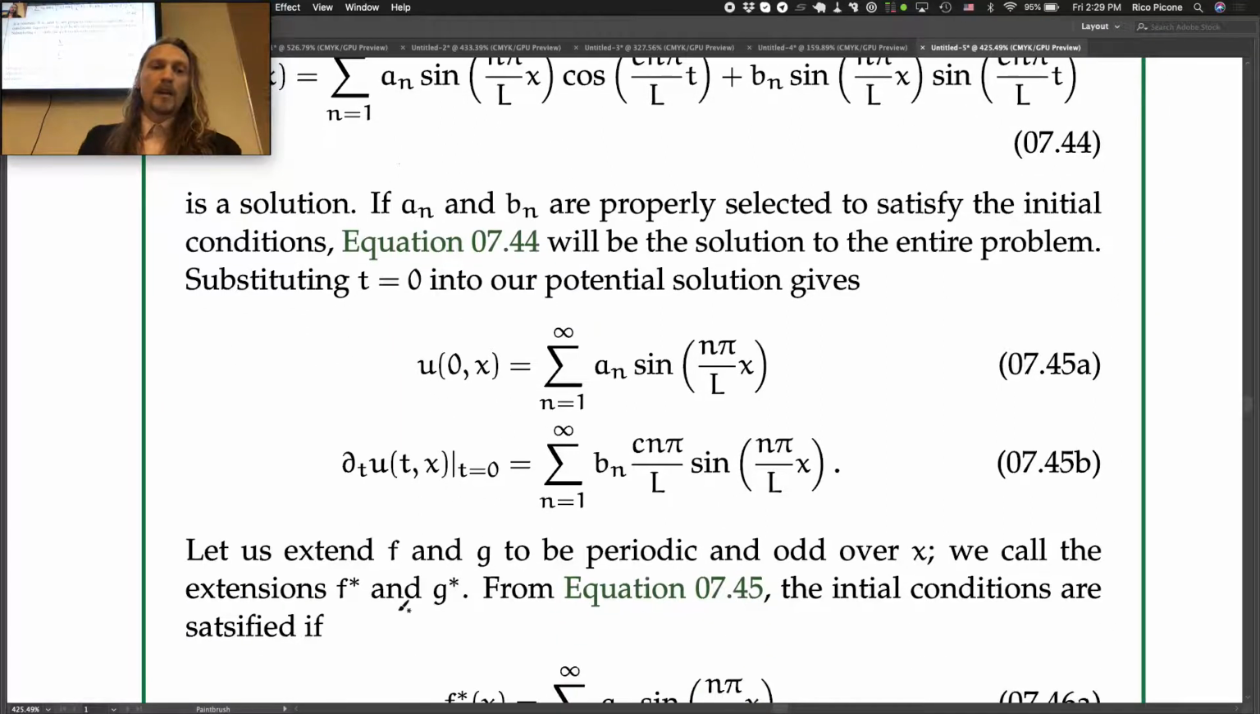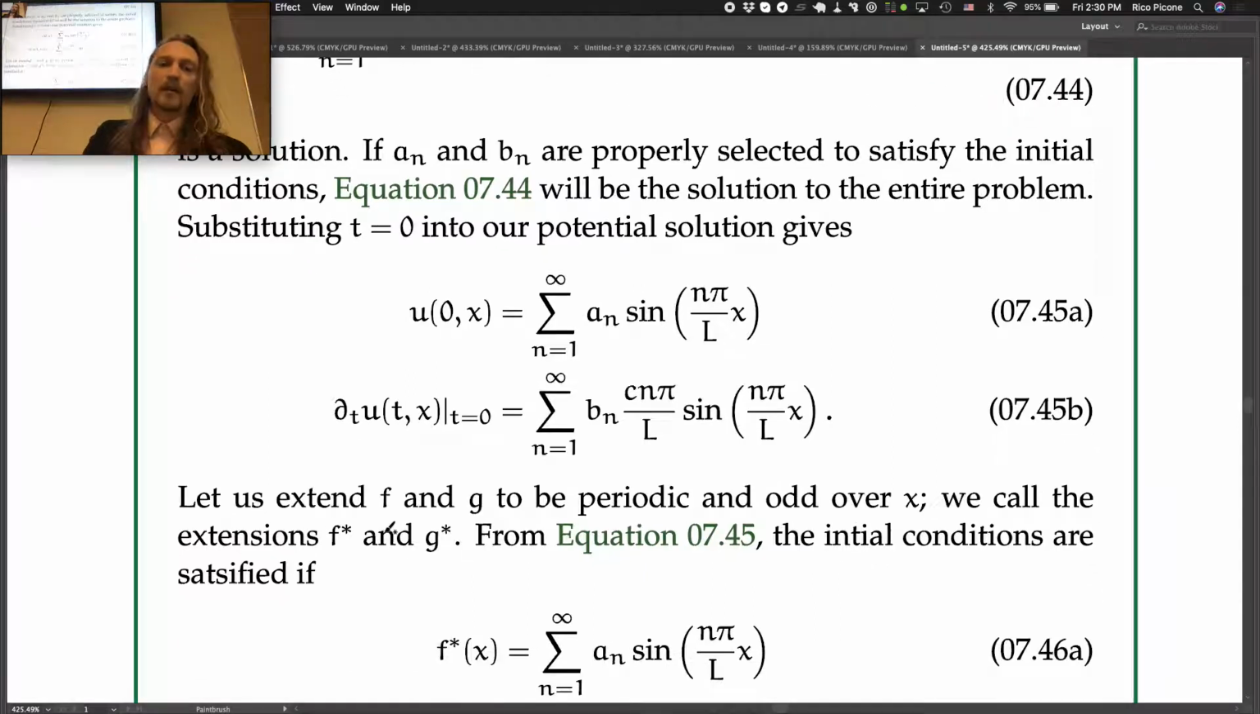Okay, so let's extend f and g to be periodic and odd over x, just like we did last time. We said, okay, we have a periodic extension of whatever that function is from 0 to L.